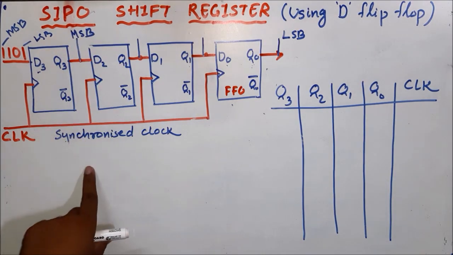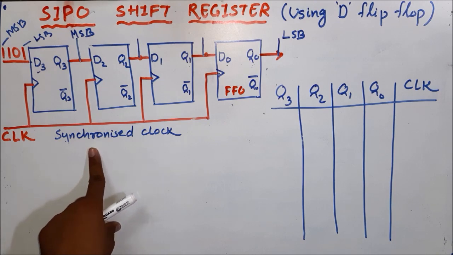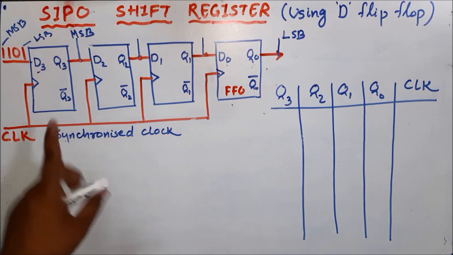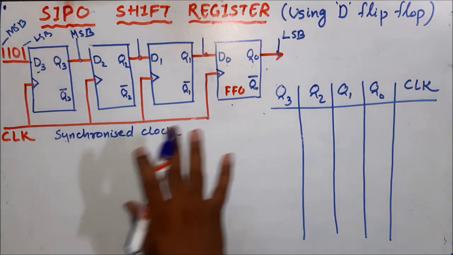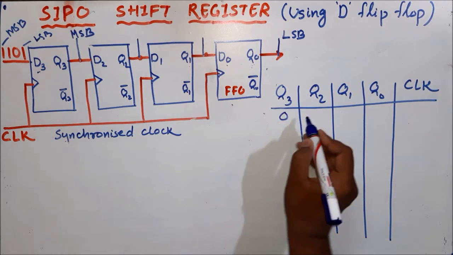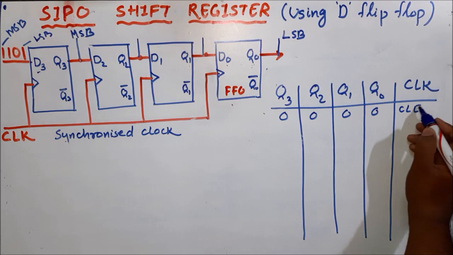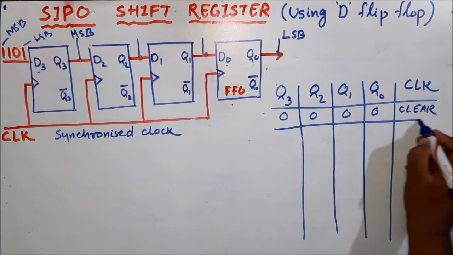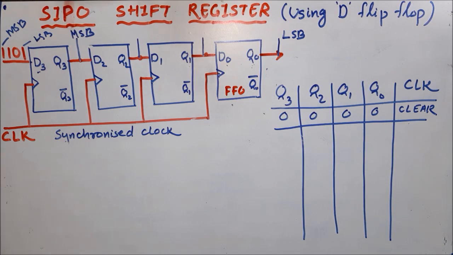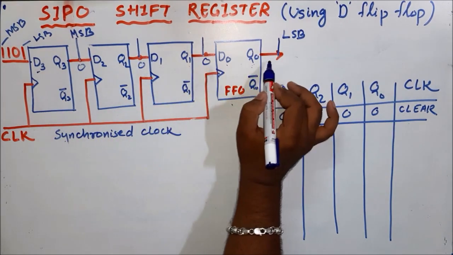As with my SISO, I am also applying a synchronized clock, which is positive edge triggered. Before starting anything, I have cleared all the flip-flops, so all the outputs of the flip-flops become 0. That means for the 0th clock pulse, clear, each output becomes 0. Here it is 0, here 0, here 0, and here 0.